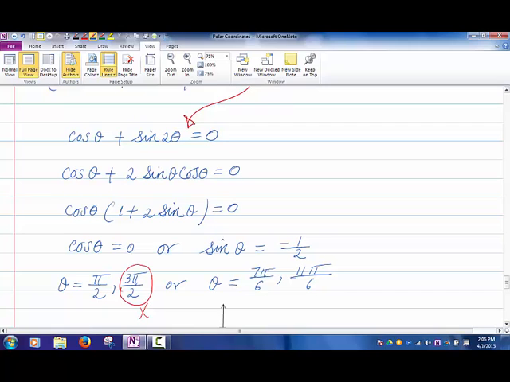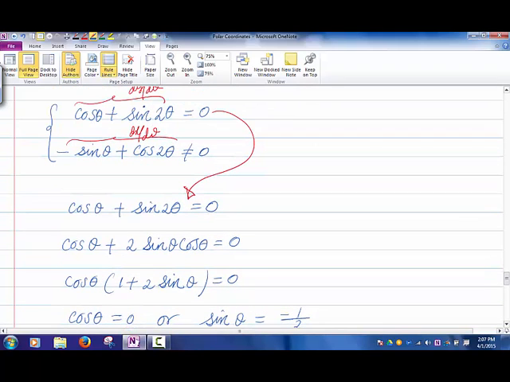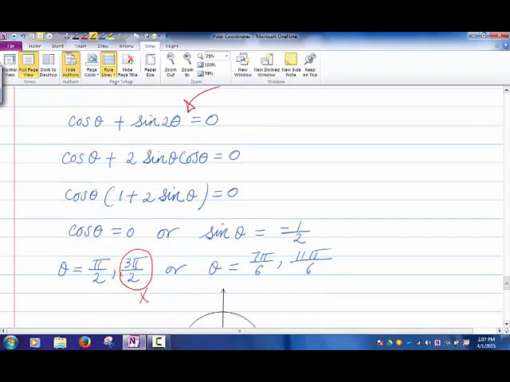Okay, for what values of θ is cosine θ 0, between 0 and 2π? π/2 and 3π/2. So I got π/2 and 3π/2. Why am I writing 3π/2 in red? Because when you look at dx/dθ here, when θ is 3π/2, dx/dθ becomes 0, right? So that's why I'm going to exclude that.